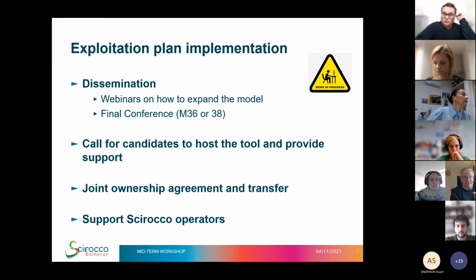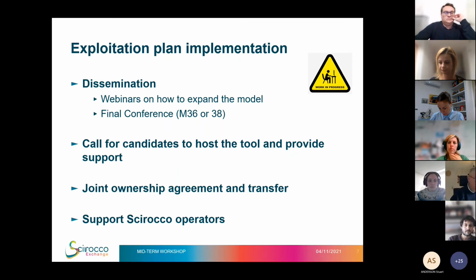That is now implemented. We will be working on promoting and doing dissemination on the fact that the project will not end, but the ambition is to maintain the tool alive and to maintain the community alive. So there's work to be done at that level. The project is also looking for candidates to host the tool and to provide support. We need to find not only candidates but also the format of this support, and the format for the tool to be provided in a sustainable way, since the ambition here is to continue beyond the end of the project.